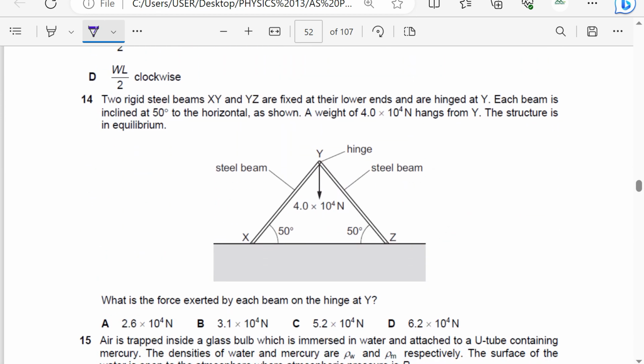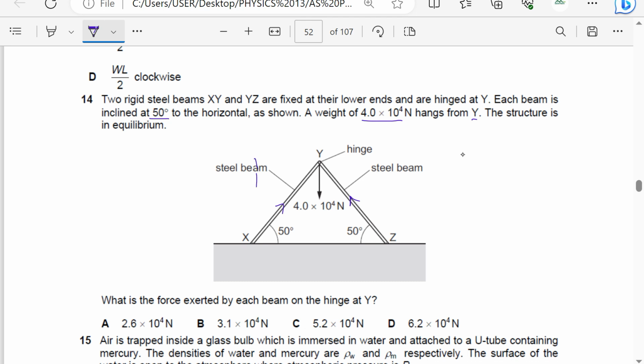Two rigid steel beams XY and YZ are fixed at their lower ends and are hinged at Y. Each beam is inclined at 50 degrees to the horizontal as shown. A weight of 4.0 times 10 power 4 newtons hangs from Y. The structure is in equilibrium. So when we see equilibrium, it means the resultant force should be 0, the resultant moment should be 0. So there must be forces in these beams. So since this is acting downwards, these forces could be acting upwards.